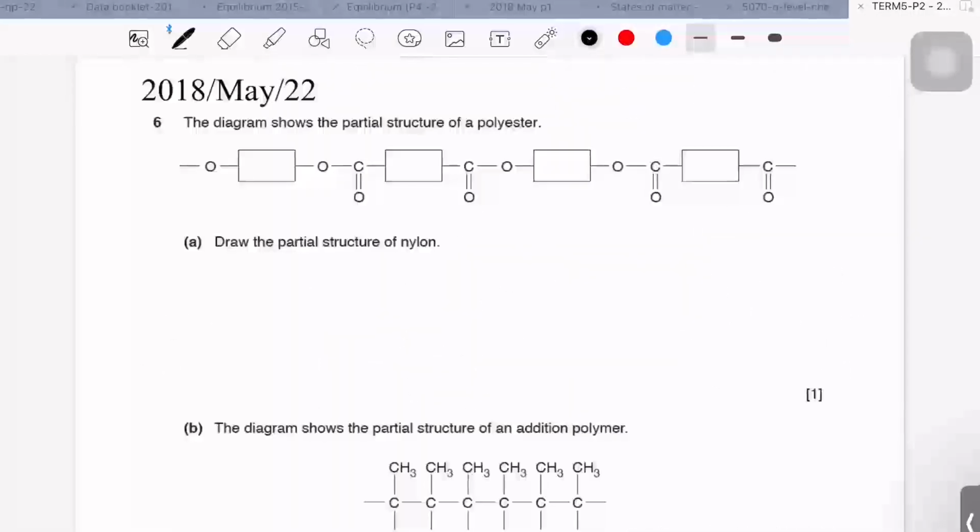18 May 22. Right, we'll go to question number 6. The diagram shows the partial structure of polyester.